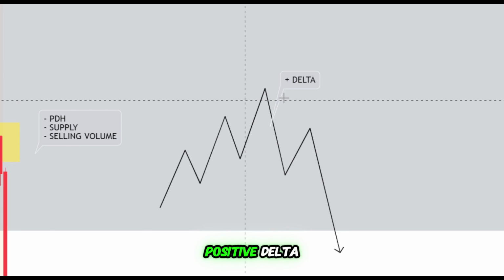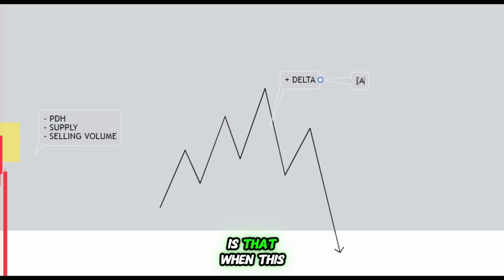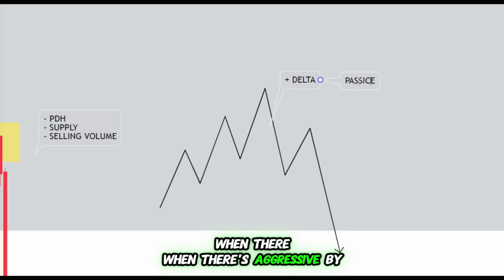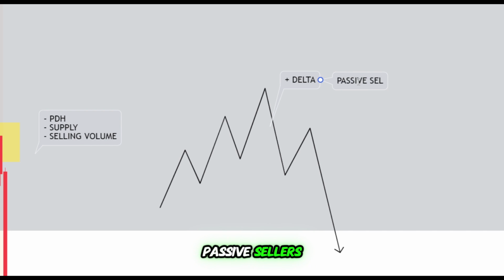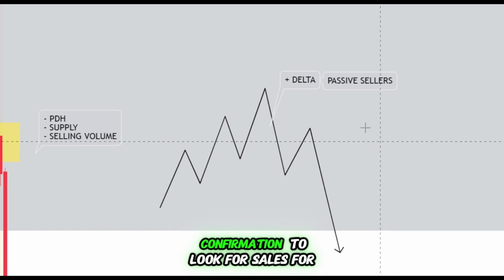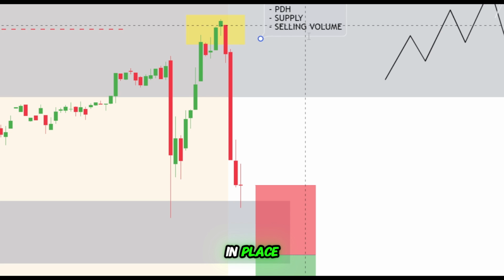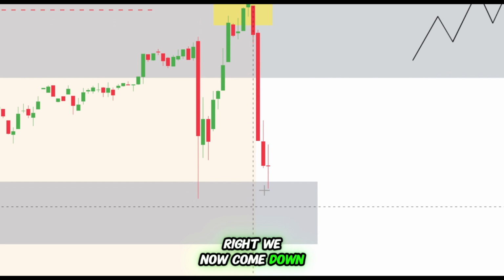So when we see a positive delta, what we're essentially looking for, or what this tells us, is that when those aggressive buy orders are not being rewarded, that shows us that there's passive sellers sitting in this supply area, right? And this is what gives us a lot of confirmation to look for sells from. So once we've had that in place, we now come down to our demand zone.